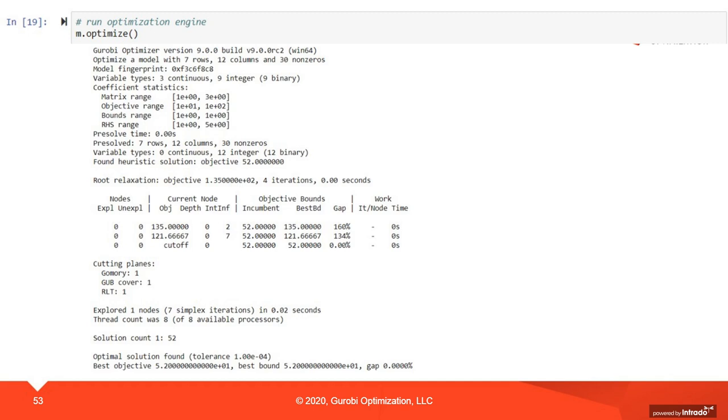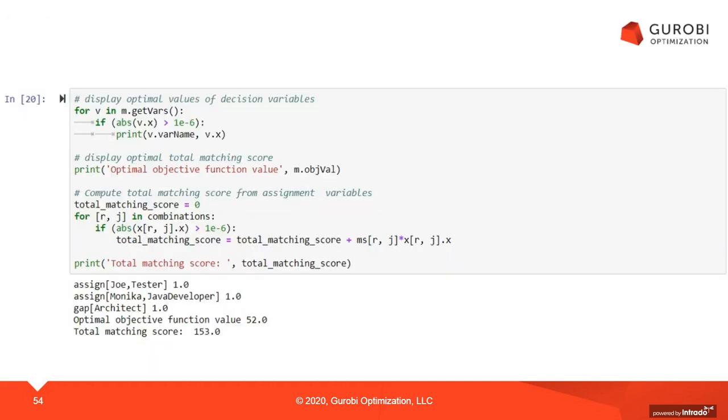So we will invoke the optimization method in Gurobi, and we use the optimize function. We will get a log that I don't have time to describe here. And let's display the assignment variables and the solution that we will get for this new model. The assignment variables tell us which resource is being assigned to which job. So Joe is assigned to a tester job, Monica is assigned to the Java developer job, and we have a gap, the architect gap. And Joe is idle. Joe has not been assigned.